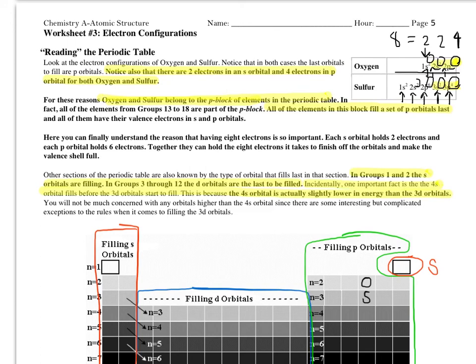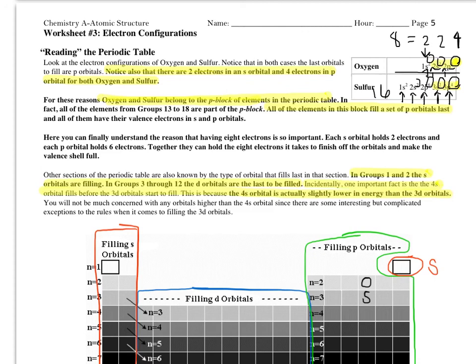Now, if you add those all up, 4 plus 6 is 10, 11, 12, 13, 14, 15, 16. If you add all those little numbers, little superscripts on sulfur up, you get 16. Well, sure enough, that's the number of electrons, the atomic number of sulfur. So that's where all of sulfur's electrons are located, around its nucleus.